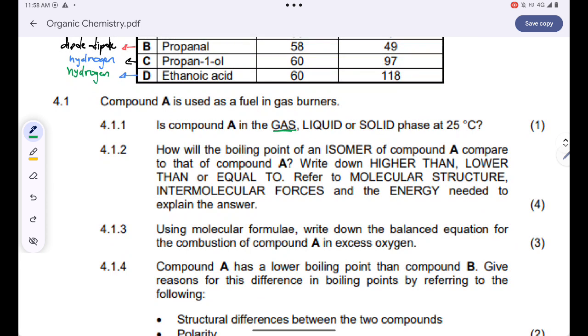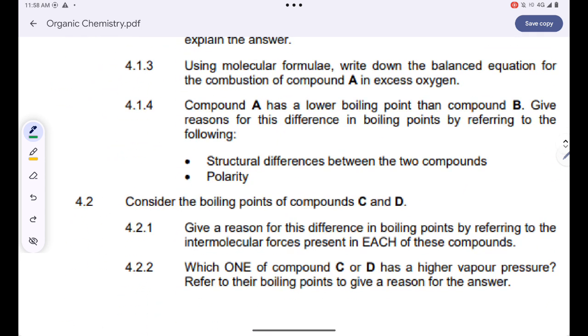4.1.2, we are being told about the boiling point of an isomer of compound A. How will the boiling point of an isomer of compound A compare to that of compound A? Write down higher than, lower than, or equal to. Refer to the molecular structure, intermolecular forces, and the energy needed to explain your answer.